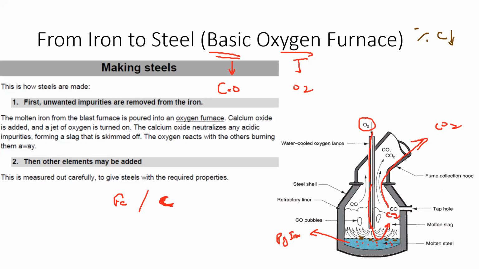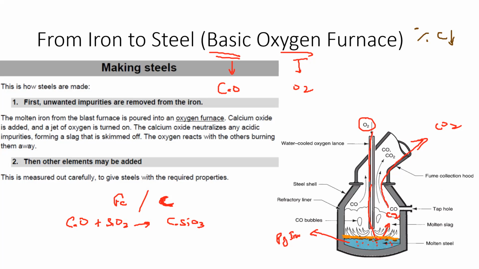Then how do we remove this sand, silicon 4 oxide? For that, we add calcium oxide. When we add calcium oxide, it reacts with silicon 4 oxide, or sand, and it will form calcium silicate, or slag. So slag will be there at the top of the iron.